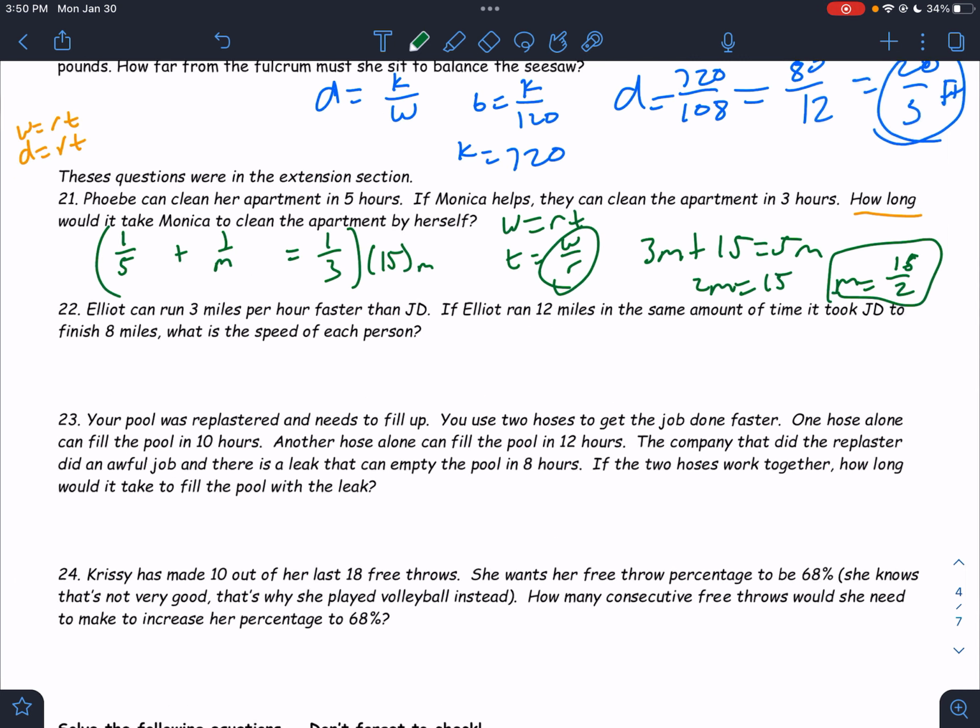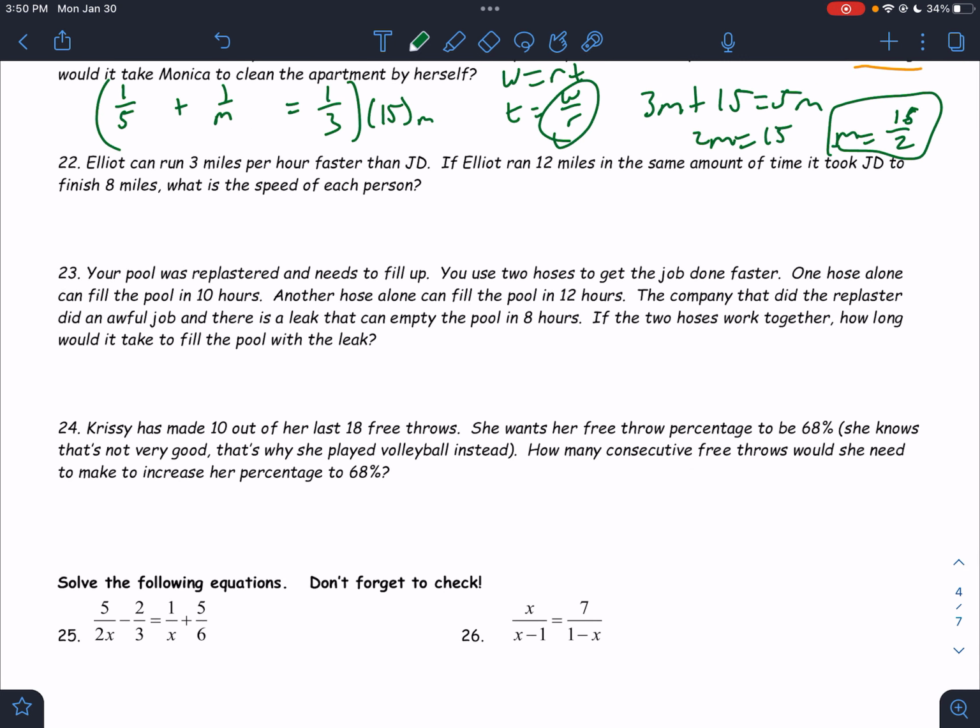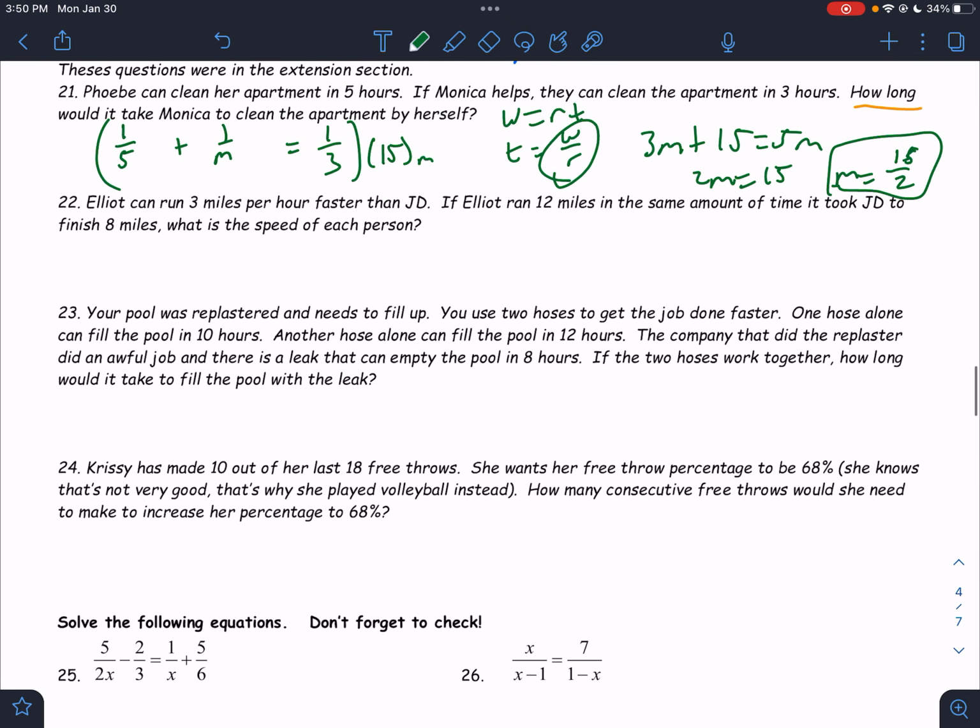Okay, I'm going to go with that. Let's see if I can do better on this one. I bet I can.